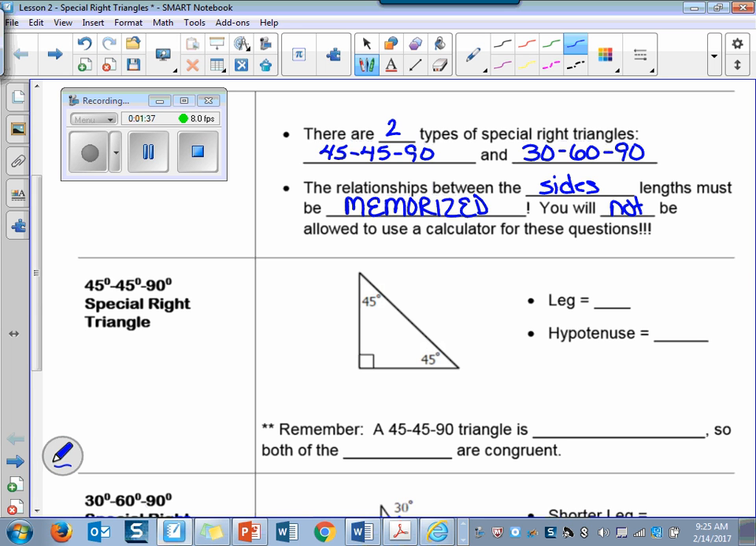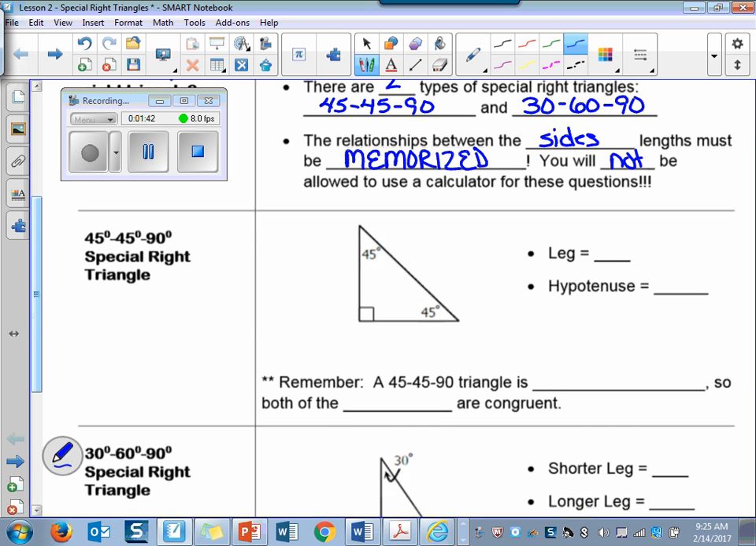All right, we're going to start off with the 45, 45, 90 special right triangle. I'm going to label each leg as x in length. The hypotenuse is always x times the square root of 2. So one of the ways to remember this is when both legs are the same, the hypotenuse is times the square root of 2. Remember that a 45, 45, 90 is an isosceles triangle. I always have a hard time spelling that word. And so that means both of your legs are congruent.